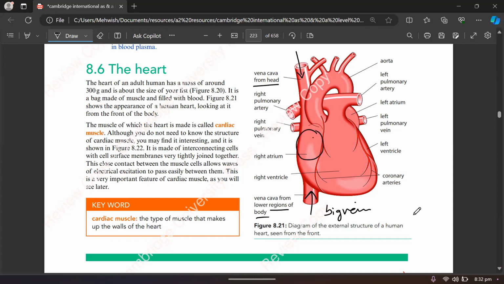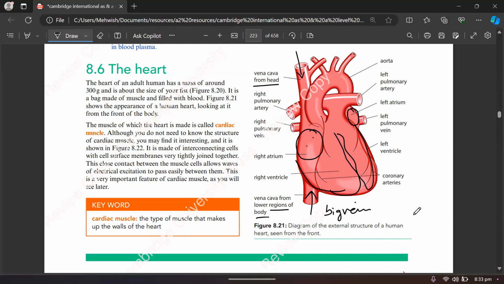This is the right atrium, right? And lower to it, this is the right ventricle. And these ventricles are separated with the septum. When I show you the cross section, I'll show you how inside the heart the chambers are separated. This is the right atrium, and the left atrium will be on the other side, right? It is not visible at the front because of the view of the heart. When I make the cross section, I'll show you where these ventricles and atria are present.